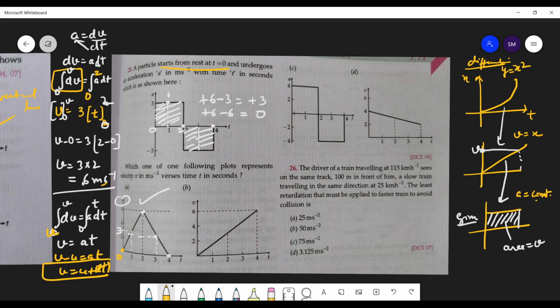Is this okay, students? Yes, sir. Note it down. Very important concept. Okay, shall we move forward? Yes, sir. Note it down, students. Any doubt? No, sir.